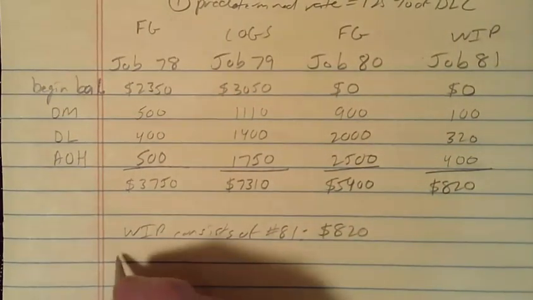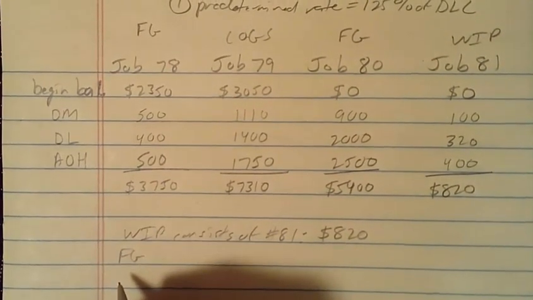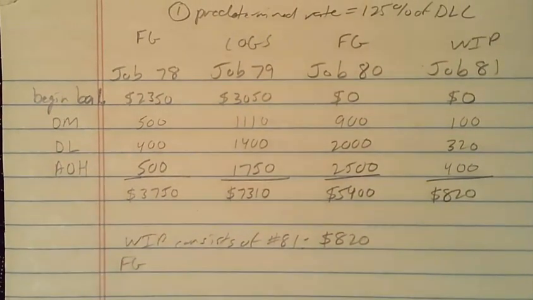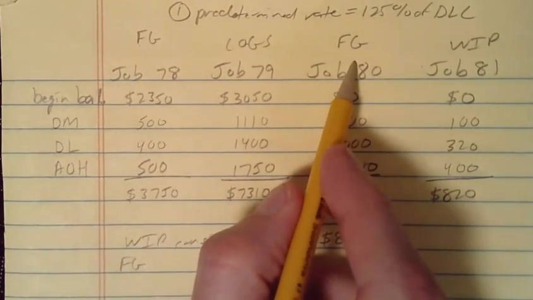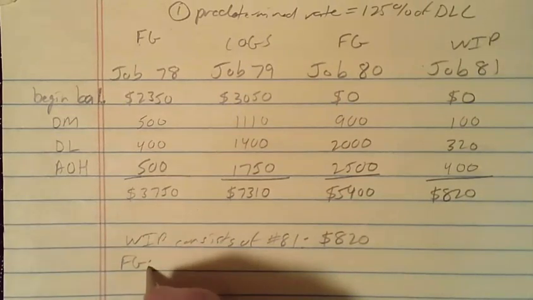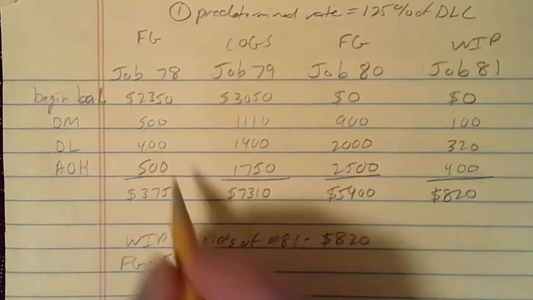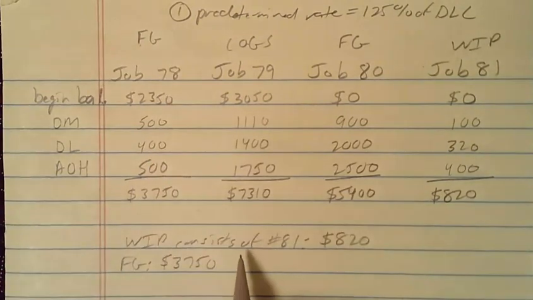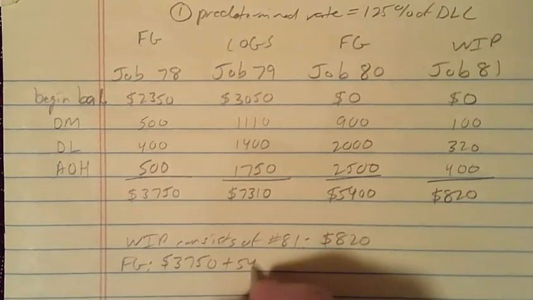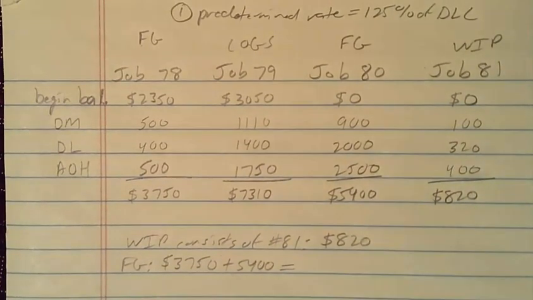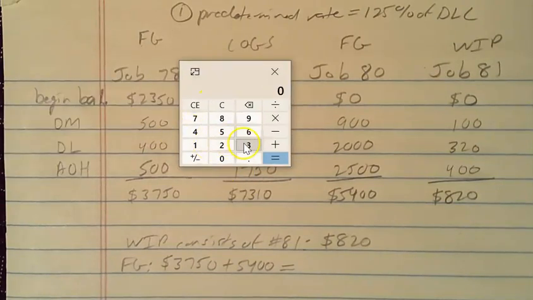All right. Now, finished goods is going to consist of, because we labeled these before based on the scenario, 3750 for job 78 and 5400 for job number 80. So 3750 plus 5400 equals 9150.